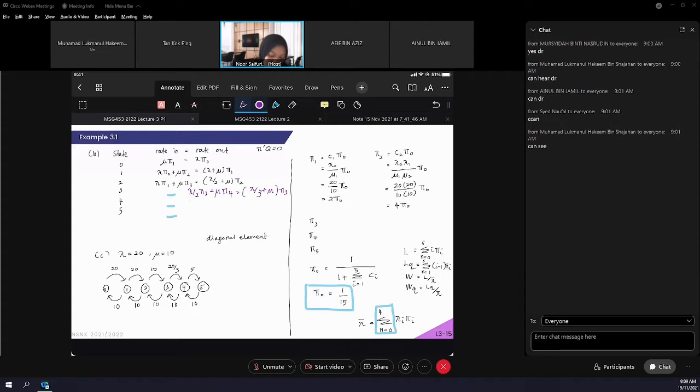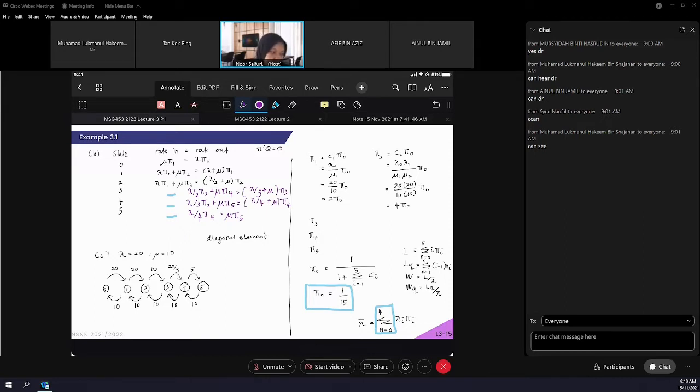So for state 4, you should have lambda over 3 pi 2 plus mu pi 5 equals lambda over 4 plus mu pi 4. Finally, your state 5, lambda over 4 pi 4 equals mu pi 5. So that is for question B, right?